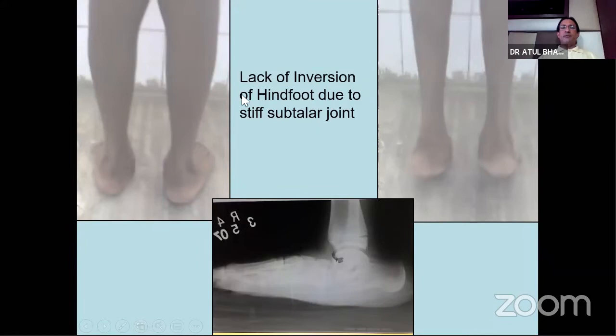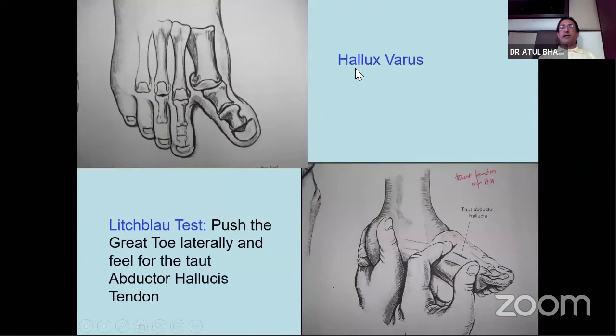Some other tests which will come in rare cases is hallux varus deformity. When you push on the great toe, you'll find the tautness of the abductor hallucis tendon, what is called the Lichblau test. Very rarely you may get this unless the examiner is a very orthopedic surgeon, but very few cases of hallux varus come in the exam. It's a very, very rare condition. It is an isolated condition, opposite of hallux valgus. It is a tight band here on the medial side, and it is typically the abductor hallucis tendon.